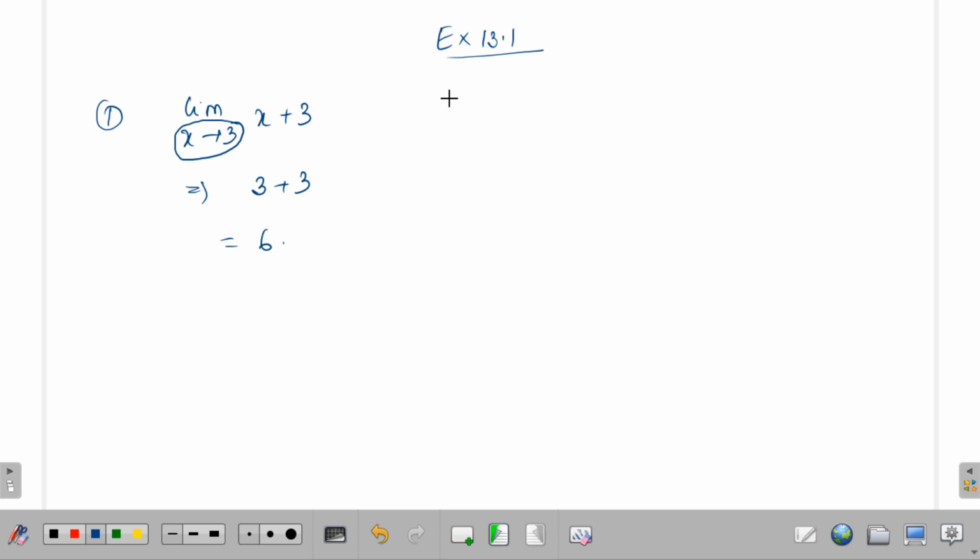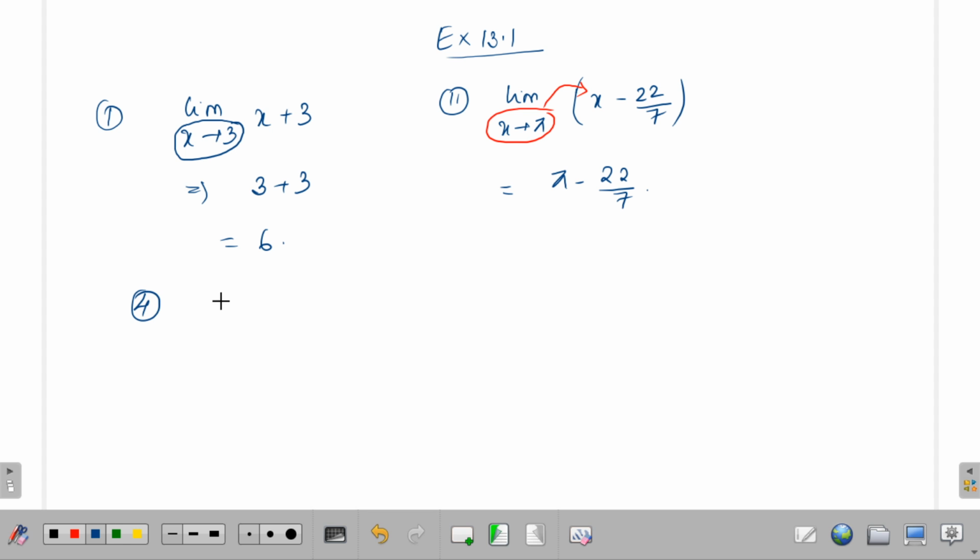In a similar way, number 2 is given as limit of x tends to pi, and I have here x minus 22 by 7. Over here also same thing, the value for x is pi. So simply put the value for x, which would be pi minus 22 by 7. So till now we have been getting the answer in a quite easy manner.